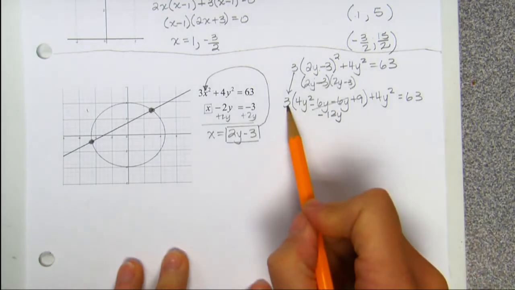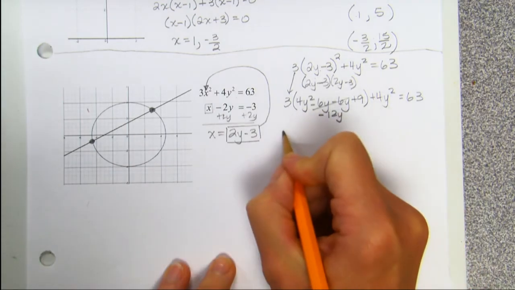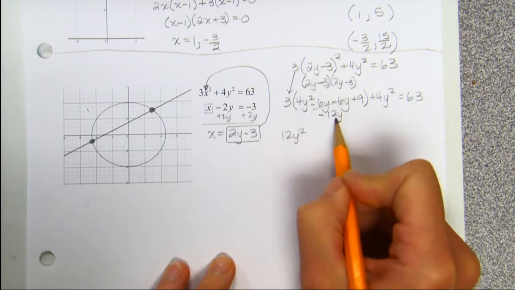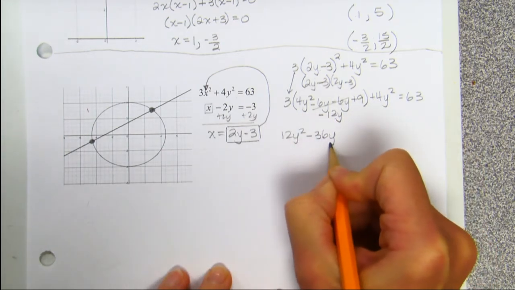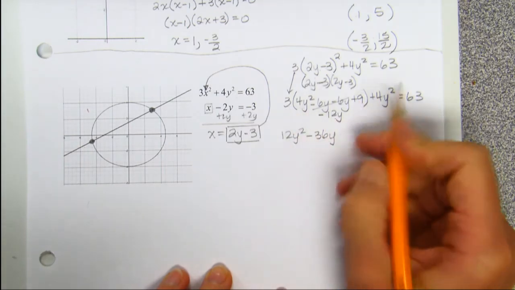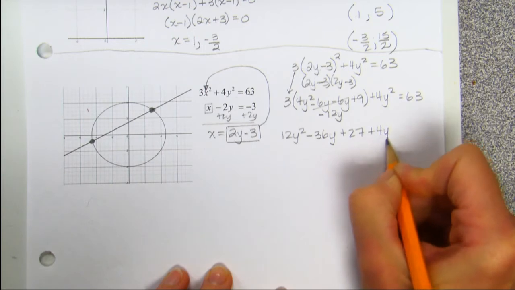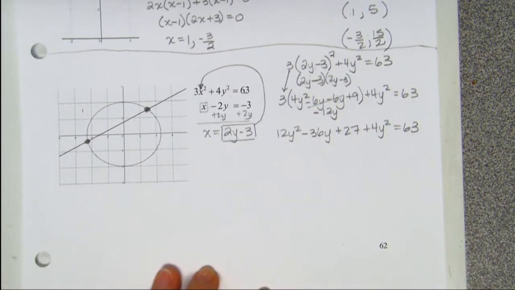Next, we have to distribute the 3. 3 times 4y squared is 12y squared. Then we're going to do the 3 times the negative 12y, give me a minus 36y. 3 times 9 is plus 27. Bring down the plus 4y squared and equals 63.